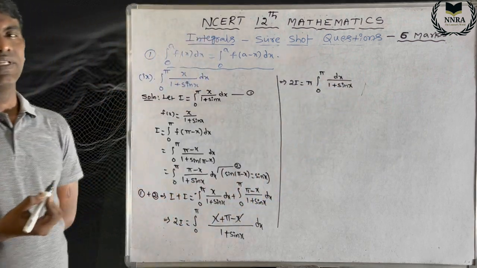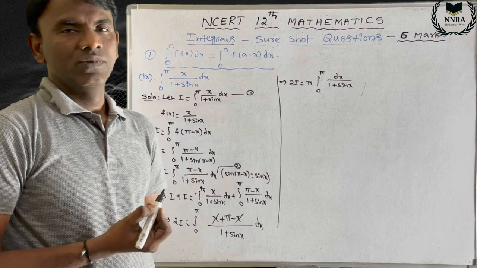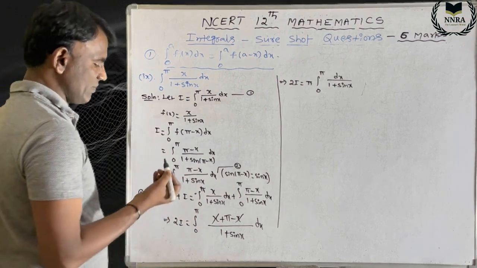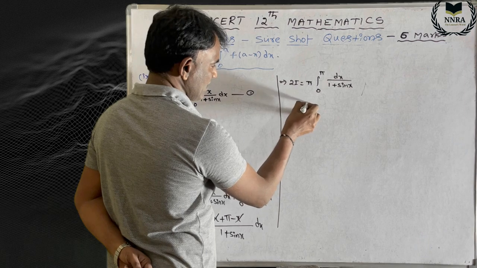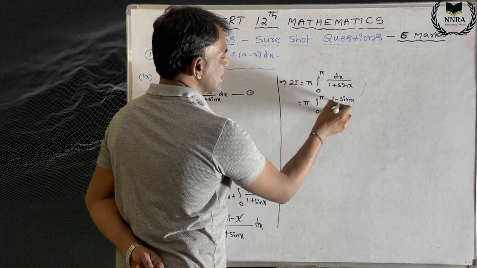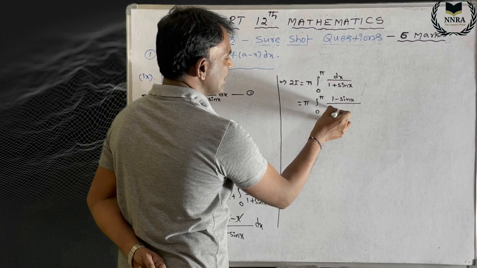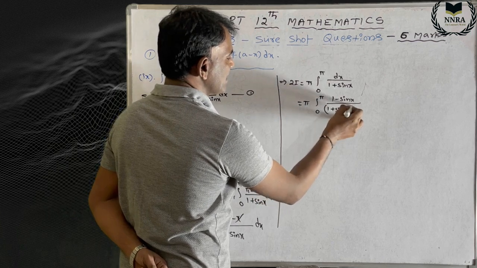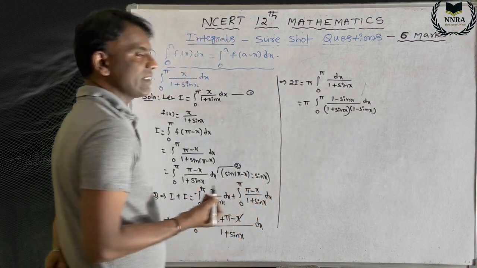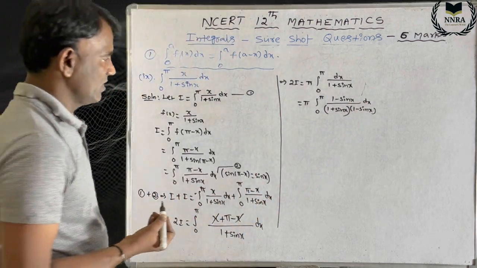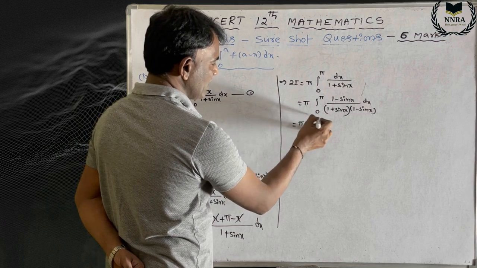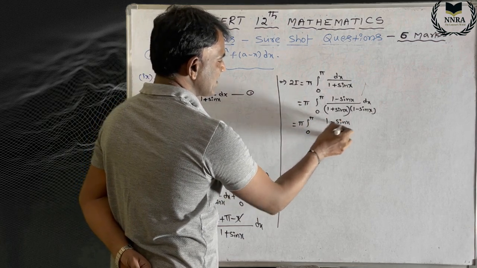Now how to simplify that? We have to rationalize the denominator, right? What is the meaning of rationalization? So 0 to pi, 1 minus sin x by 1 plus sin x into 1 minus sin x, right? It means multiply both the numerator and denominator with 1 minus sin x. So that equals pi, again integral 0 to pi, it is 1 minus sin x, right?